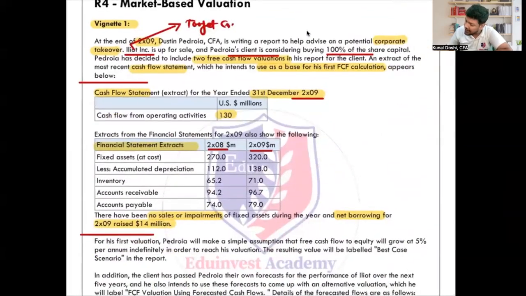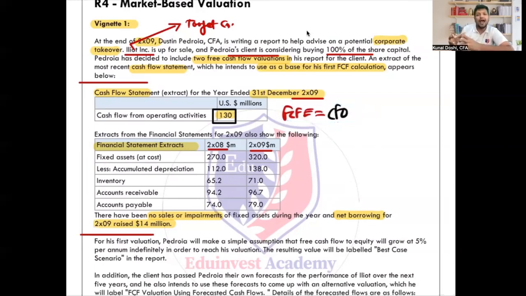So guys, in order to find your FCFE, which formula should I look for? They have provided me with CFO, isn't it? So we use the CFO related formula. What is the CFO related formula for FCFE?